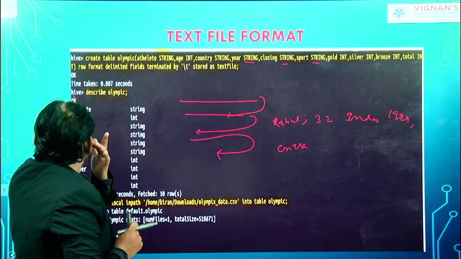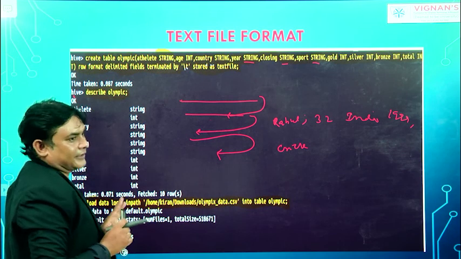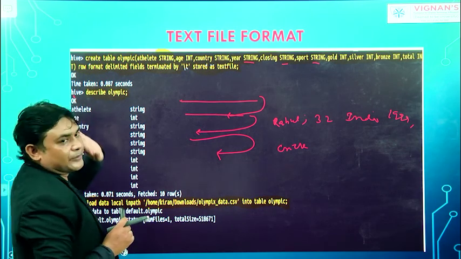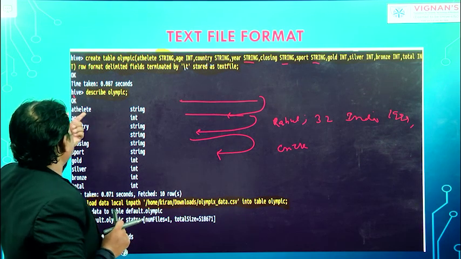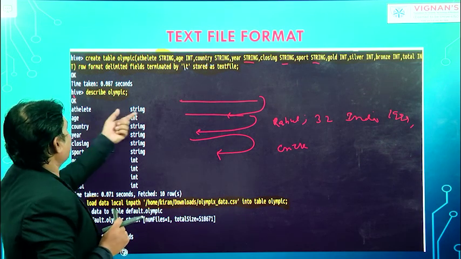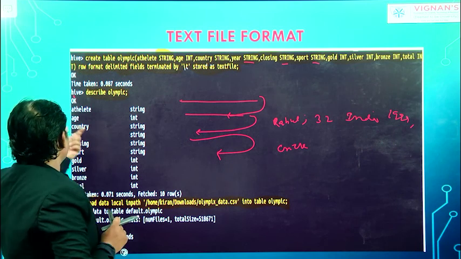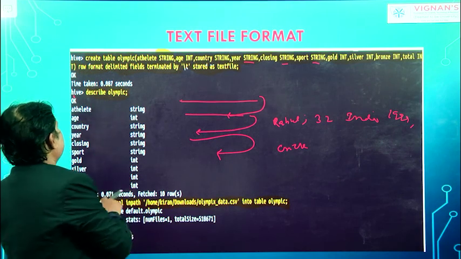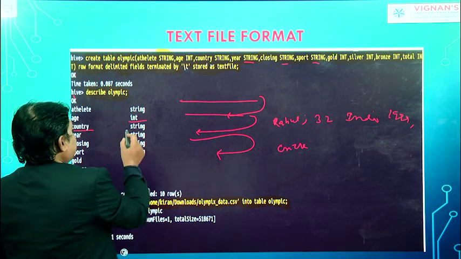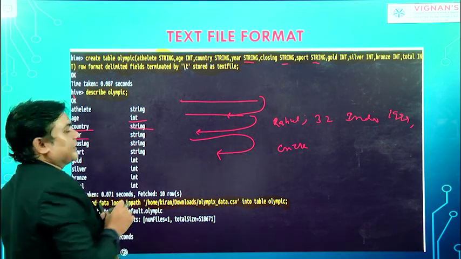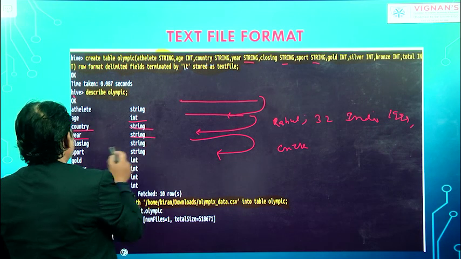If you do like this, your table will be created. What table? The Olympic table will be created. And describe Olympic, you will find this athlete. Athlete is a field, data type is string. Age is a field, data type is integer. Country is a field, data type is string. Year is a field, data type is string.